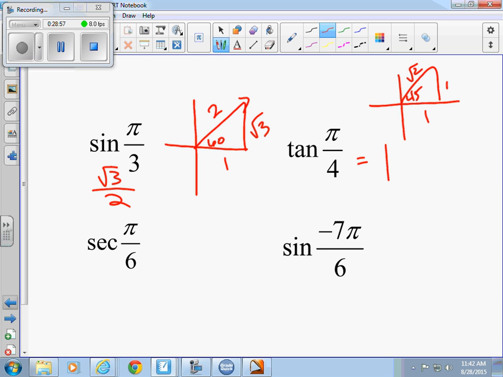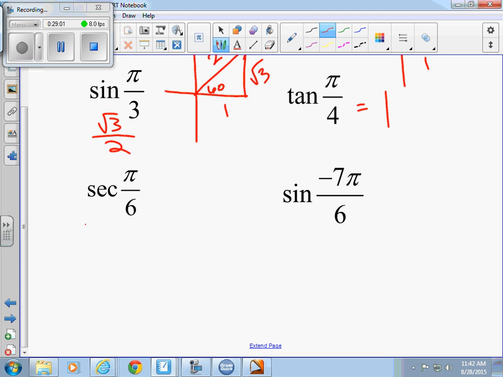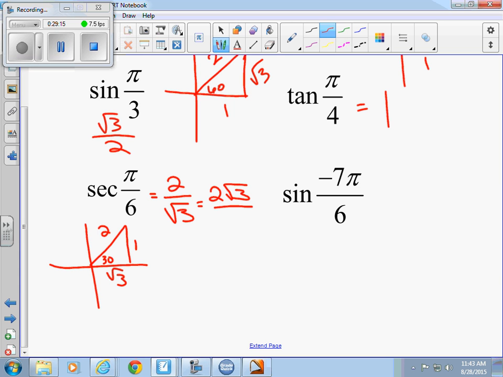Okay, speaking of pi over 6, where is pi over 6? First quadrant, and what kind of angle is it? 30 degrees. Secant is hypotenuse over adjacent. So it's 2 over radical 3. Okay, any questions about that?